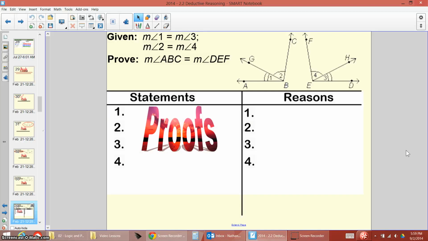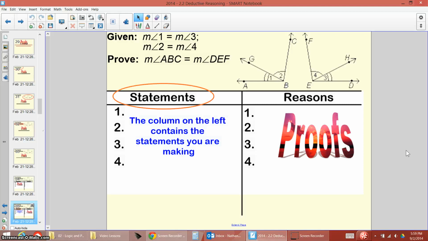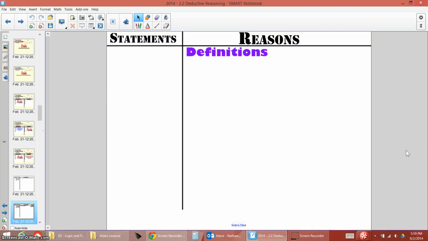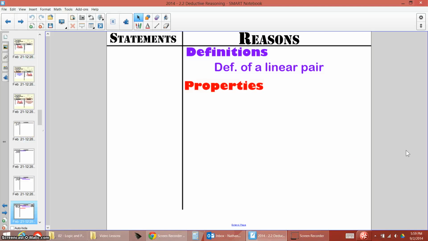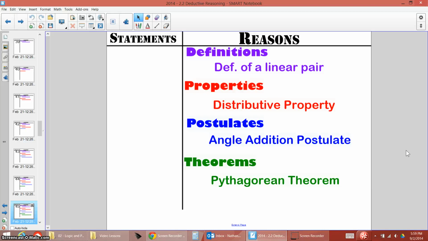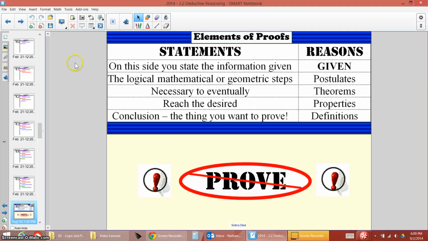Here we are with elements of proofs. On the left are the statements, and on the right are the reasons. So we've got the different reasons we can give: definitions, postulates, properties, and theorems. On the left, we're going to notice that there are always statements, but on the right, there are those 4. All right, so there are your reasons. Those are all your options.